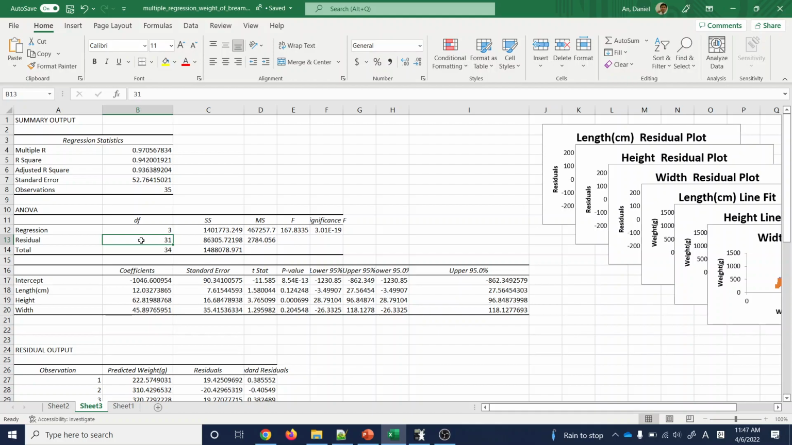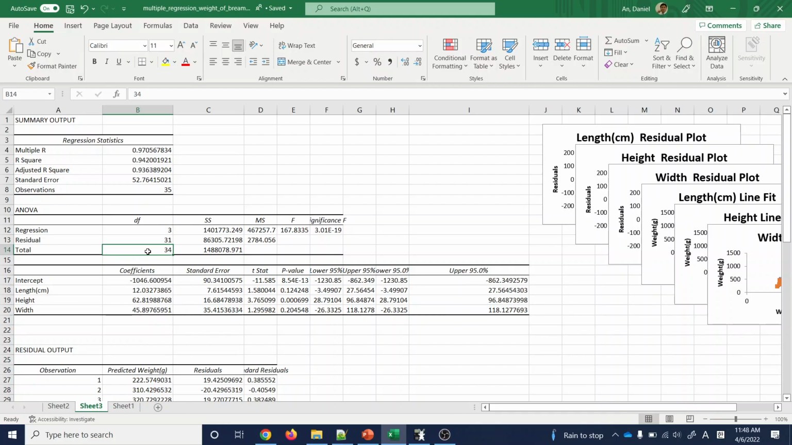N minus 2, right? And I'm telling you that in general, the degrees of freedom of the residual, which is the n minus 2, in general, if you have many predictor variables, the formula is n minus 1 minus the number of predictor variables. Simple linear regression has just one predictor variable, so that's why it's n minus 1 minus 1, which is just n minus 2.